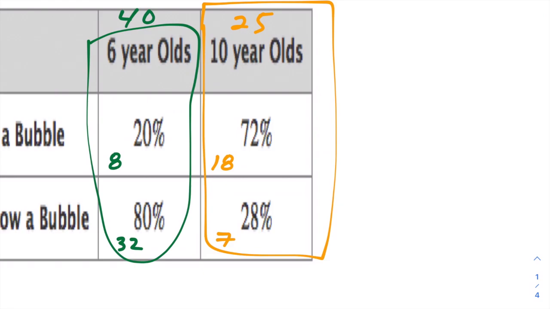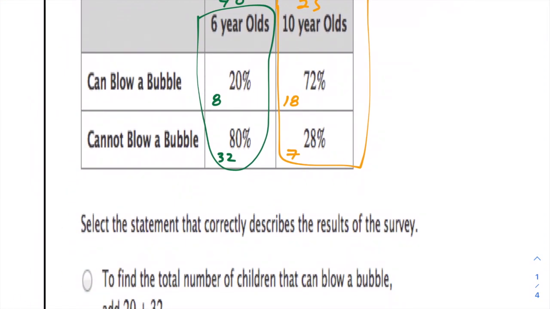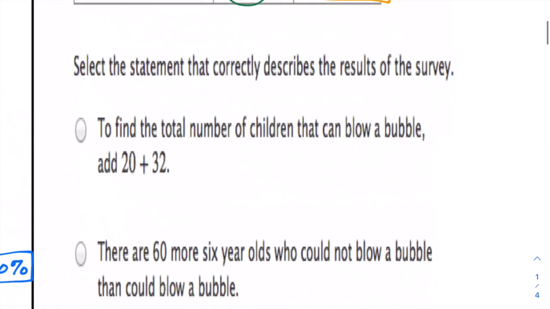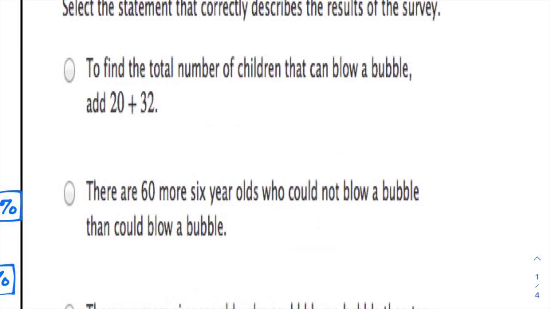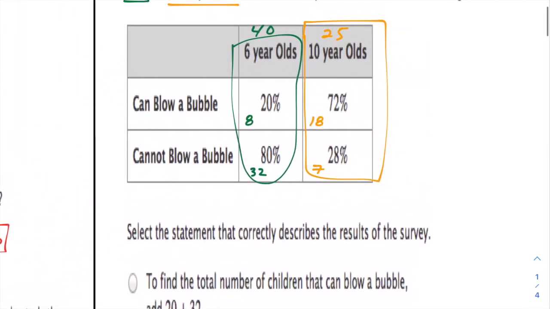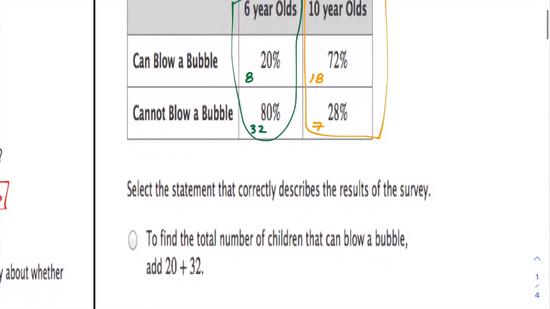And again, I can double check the 18 that can blow a bubble, the 7 that can't blow a bubble. Add those together and you get the 25 10-year-olds. All right, so I have all my raw scores there. So now, a lot of work, I know, I understand that, but let's get this done. Select the statement that correctly describes the results of the survey. It says to find the total number of children that can blow a bubble, you add the 20 plus the 32. So 20 plus 32, so far it looks like they are confusing some things.